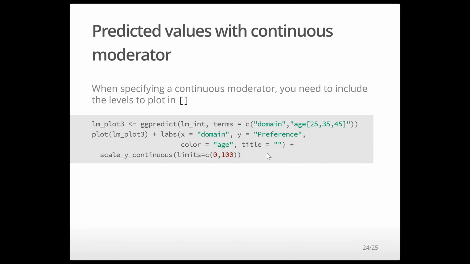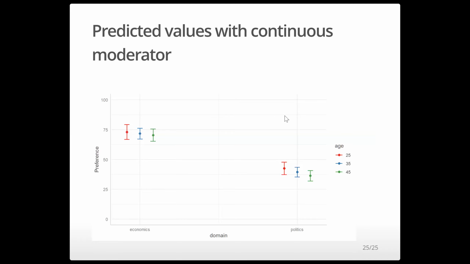So you can always specify different values in here, and often you'll see this be something like 1 standard deviation below the mean, and then 1 standard deviation above the mean of whatever your moderator is. And so here we get this plot. So we get, again, our factors on the x-axis and separated out by the 3 age levels that we call.